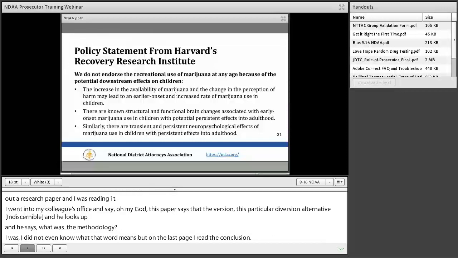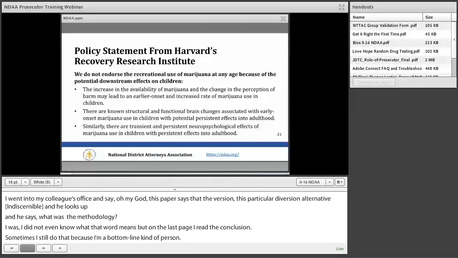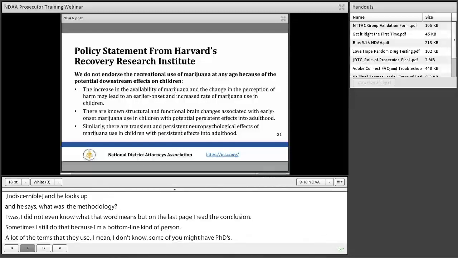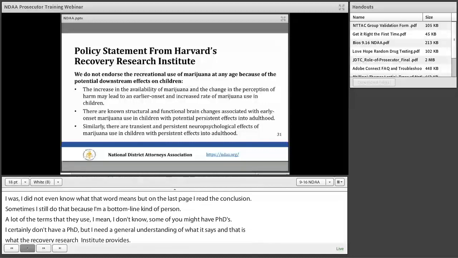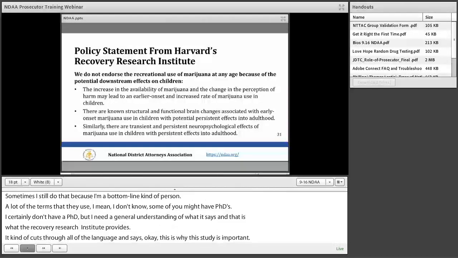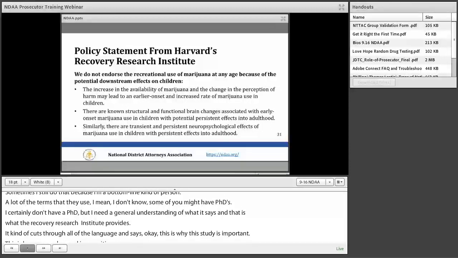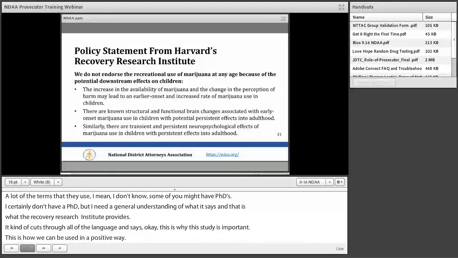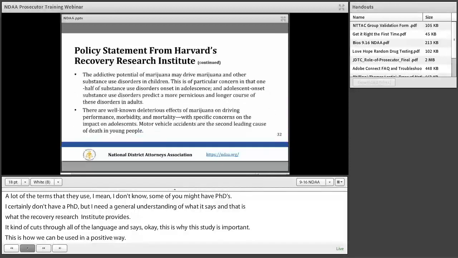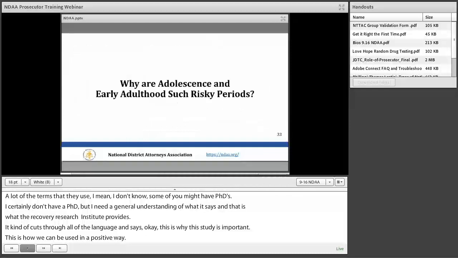A lot of the terms that they use, I mean, some of you might have PhDs. I certainly don't have a PhD, but I need a general understanding of what it says, and that's what the Recovery Research Institute provides. It cuts through all the language and says, okay, this is why this study is important. This is how it can be used in a positive way, and that is so critical because we really do need to build some bridges between research and practice. Very often we're speaking different languages, and that's not helpful if we're going to implement evidence-based practices, taking what we're learning in the research and putting it into real life.